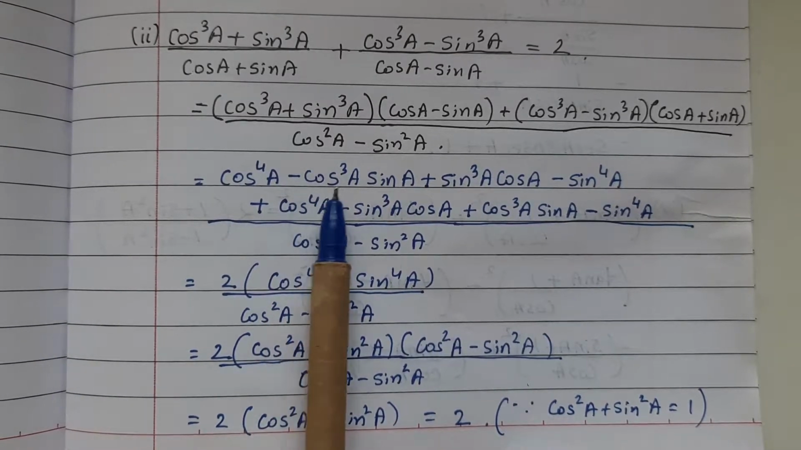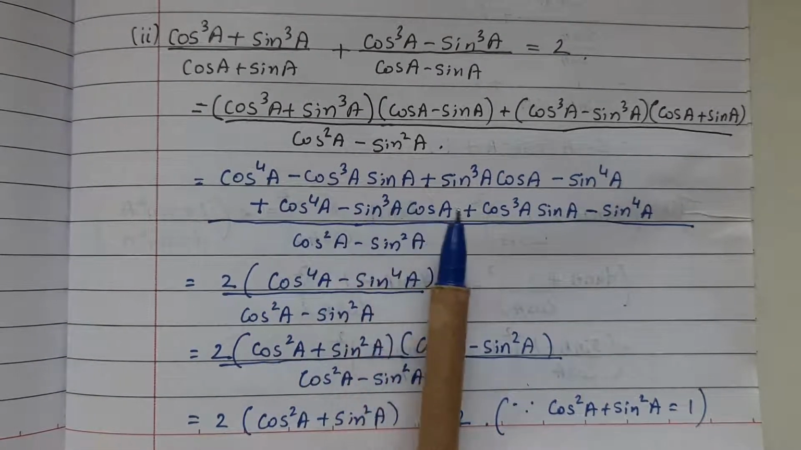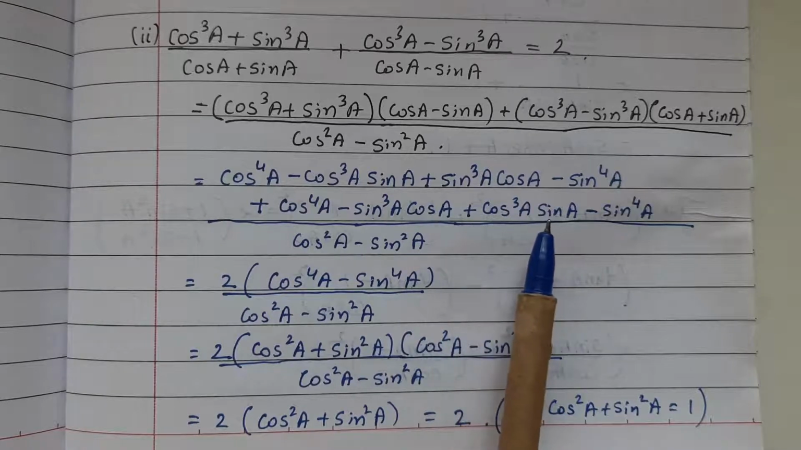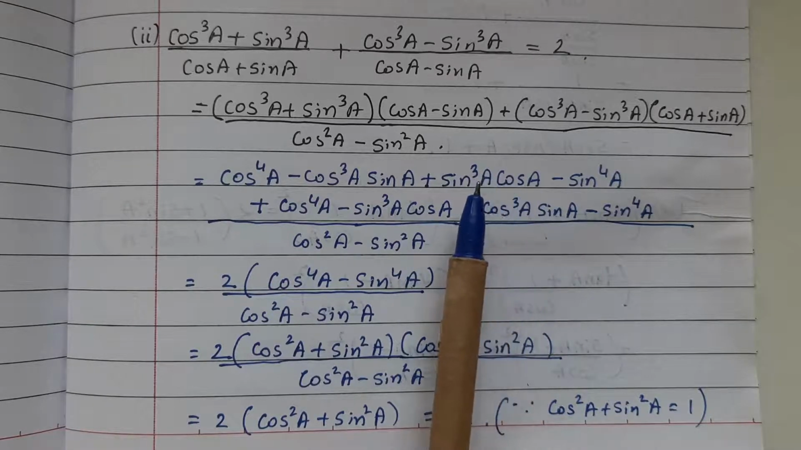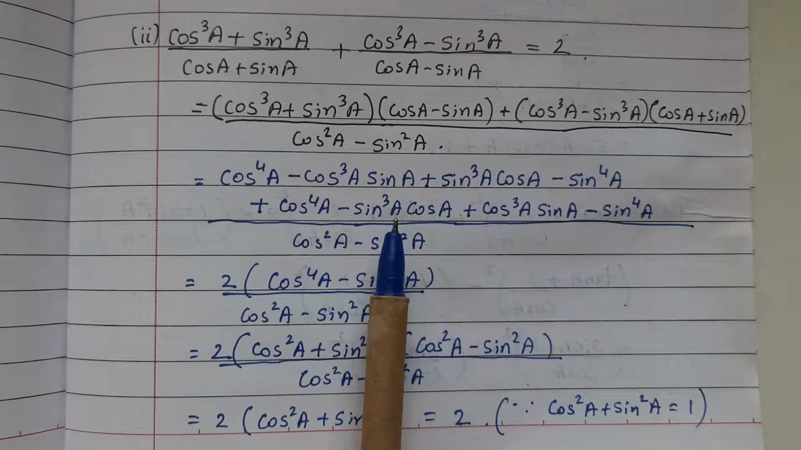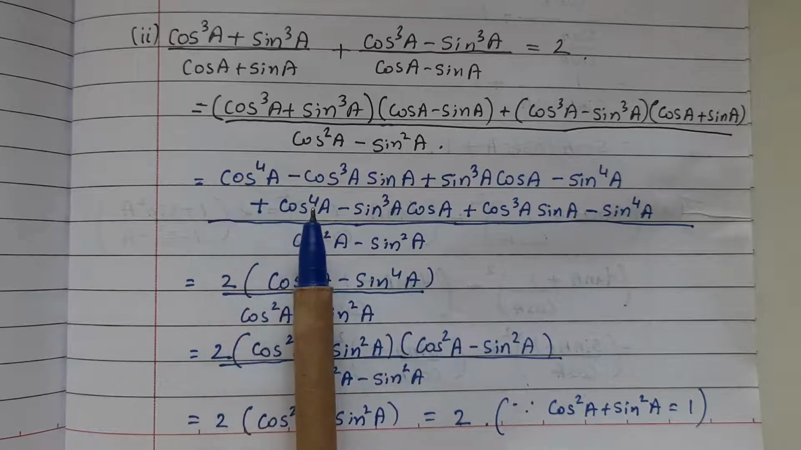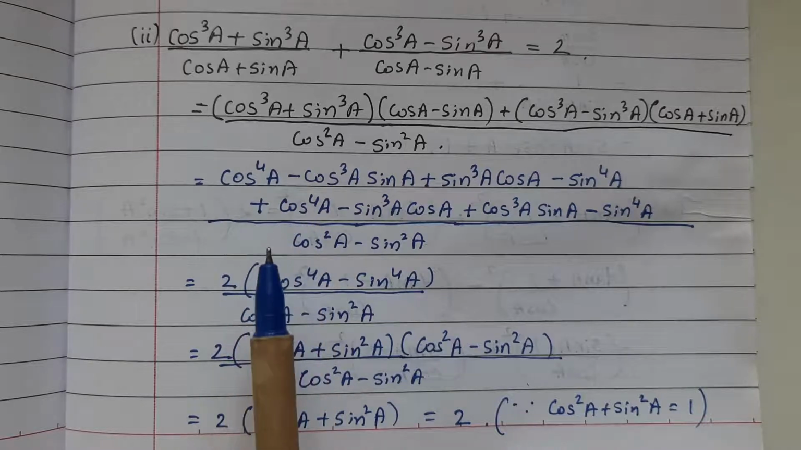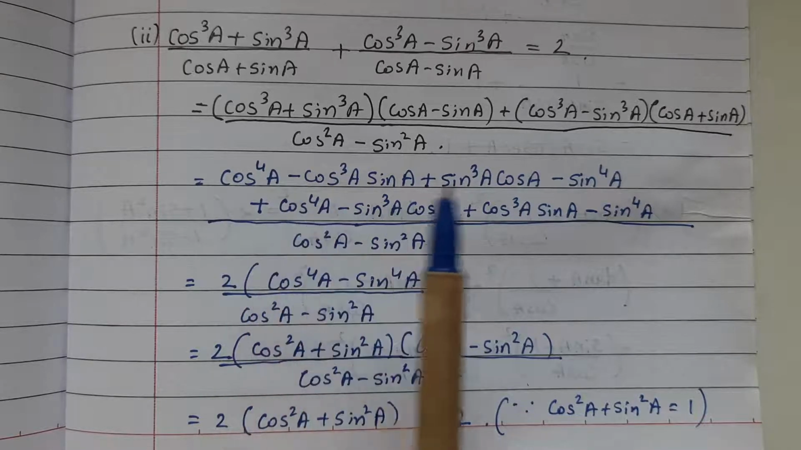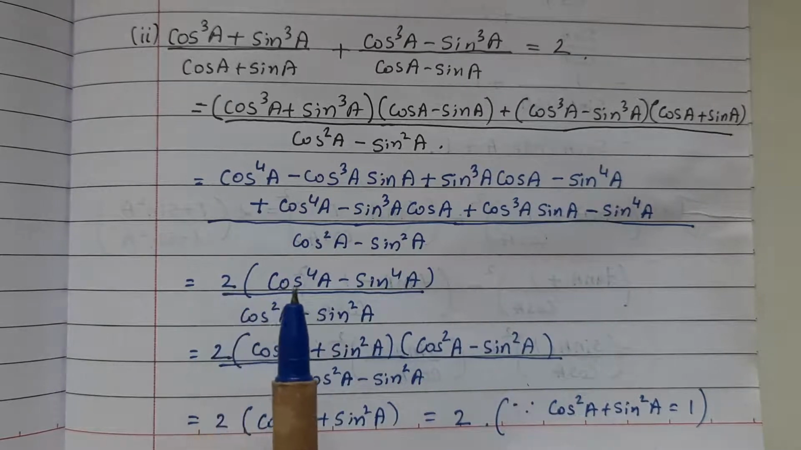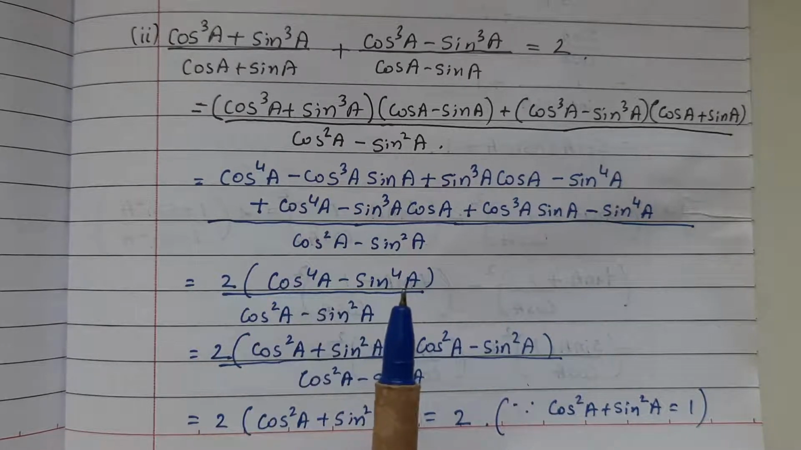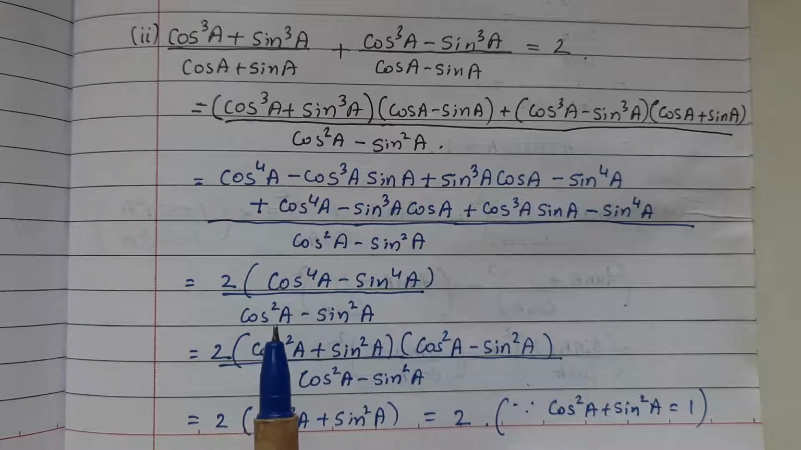Minus cos cube A sin A and plus cos cube A sin A cancel each other. Sin cube A cos A minus sin cube A cos A cancel each other. Remains cos raised to 4 plus cos raised to 4. So 2 cos raised to 4 minus 2 sin raised to 4. So 2 is common. So 2 into cos raised to 4 minus sin raised to 4 upon cos square A minus sin square A.